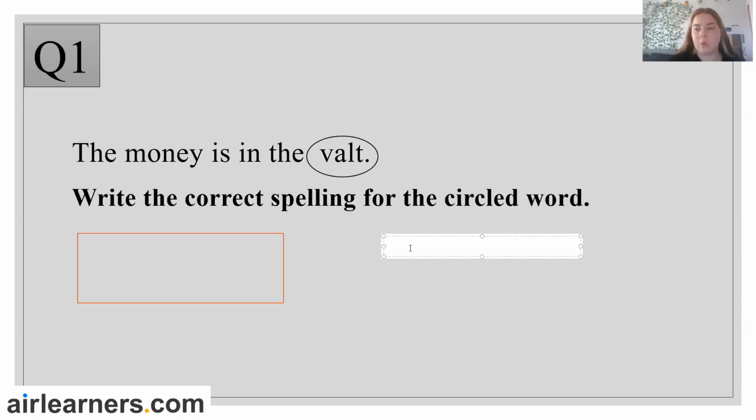So we need to figure out what is the missing letter in this word. Vault. So let's write out some possible spellings that it might be. Vault, vault, vault. So now we need to think about the context that this word is in. The money is in the vault. So it's going to be a vault that you might see in a bank where they store all of the precious money, or jewels in a jewelry store, that kind of thing. So we can eliminate this first one because we know that V-O-L-T, volt, is to do with electricity.